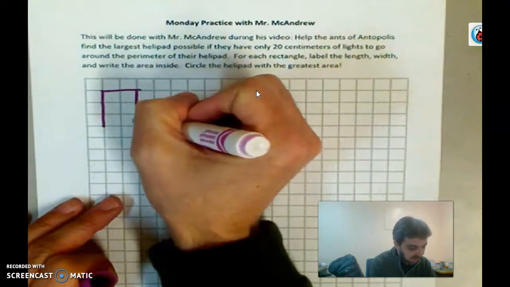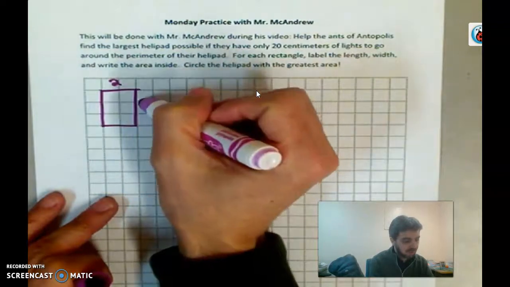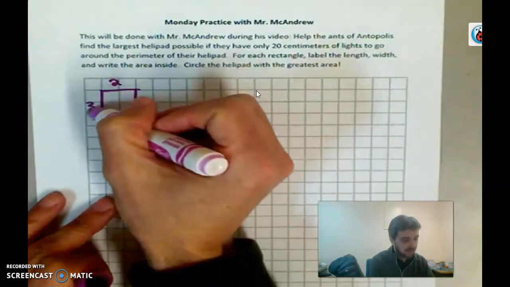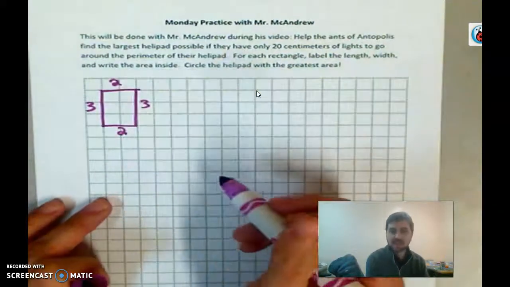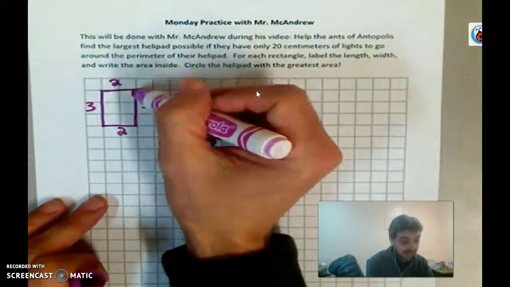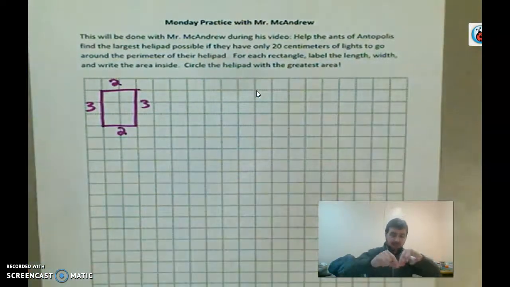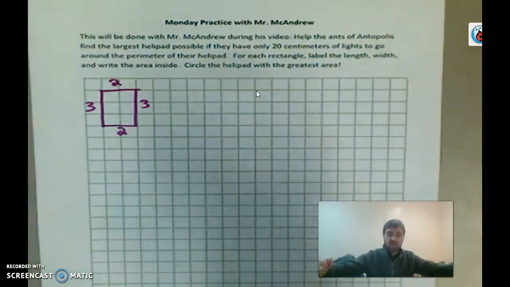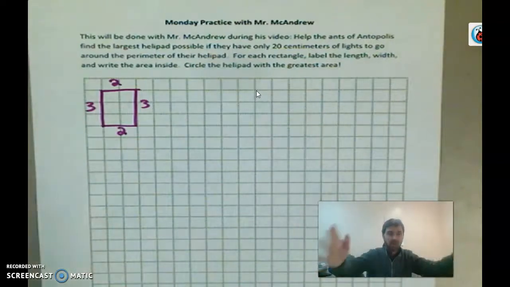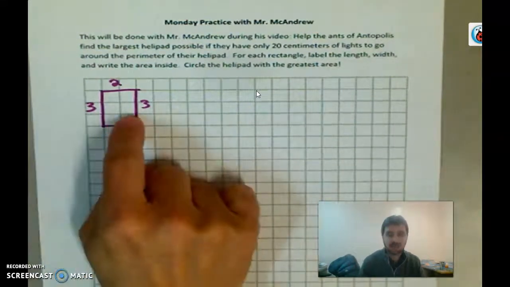So for example, if this was their helipad, this is 2, and this is 3, and this is 2, and this is 3. So 2 plus 3 is 5, plus 2 is 7, plus 3 is 10. That would only be 10 centimeters of lights. You need lights to go around the helipad. It's almost like Christmas lights, because at nighttime, you need to see where the helipad is. Otherwise, you won't see it. Just like airport runways have big lights. But it has to be 20 centimeters, not 10.